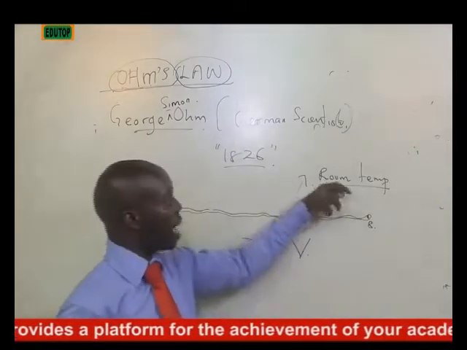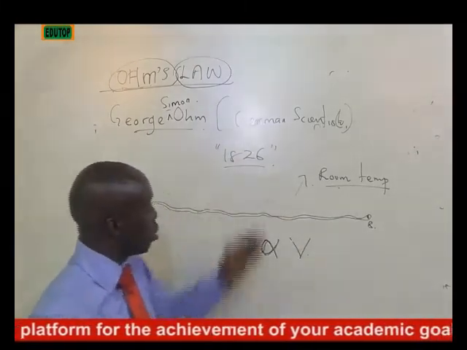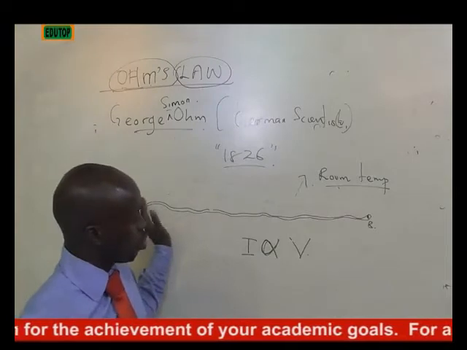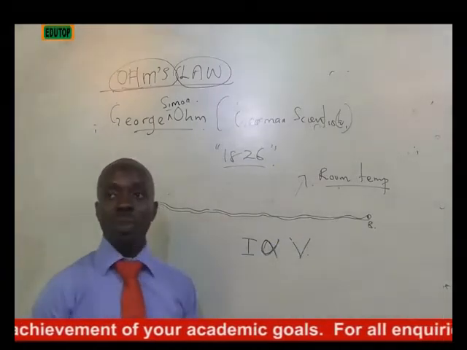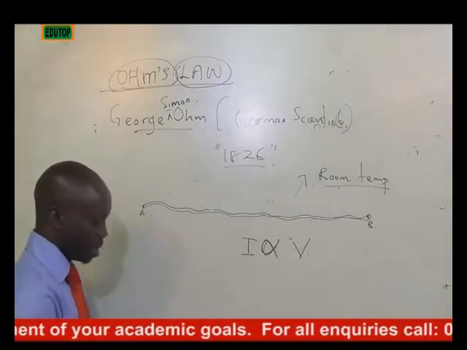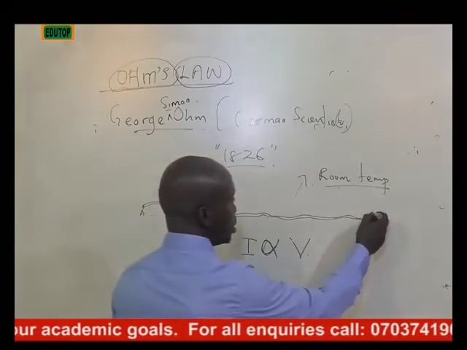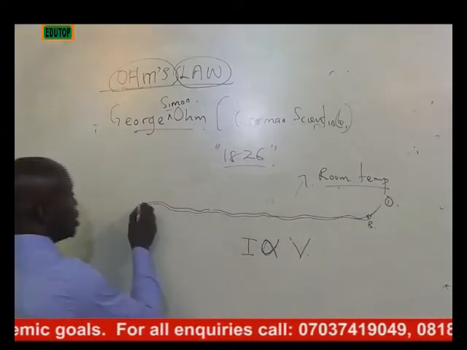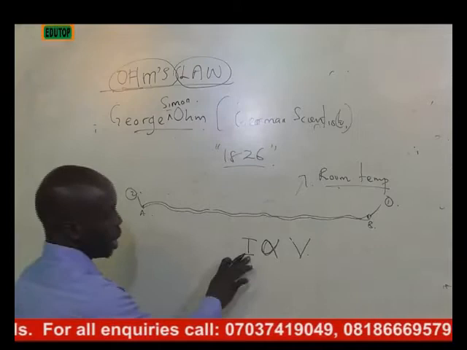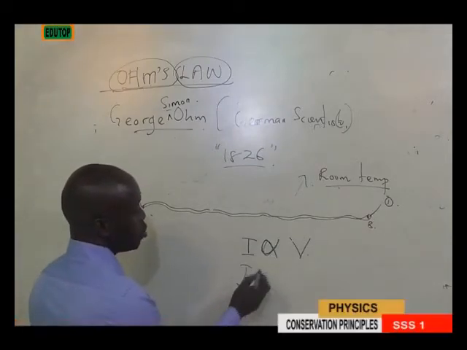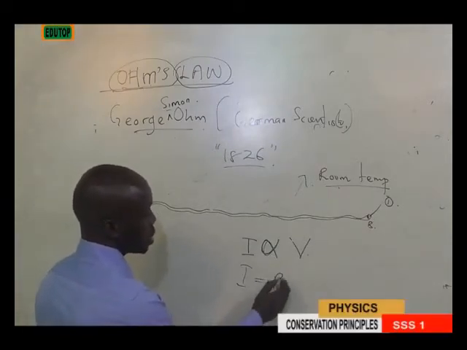But at constant temperature, the current passing through a metallic conductor is directly proportional to the potential difference of the two ends. Where are the two ends? This is end 1 and this is end 2. This current is directly proportional. So if you now want to remove the proportionality sign, your resistance will come in.